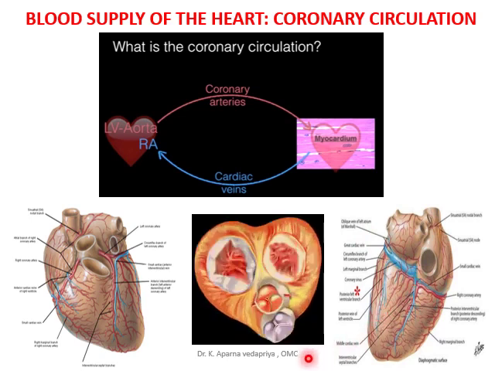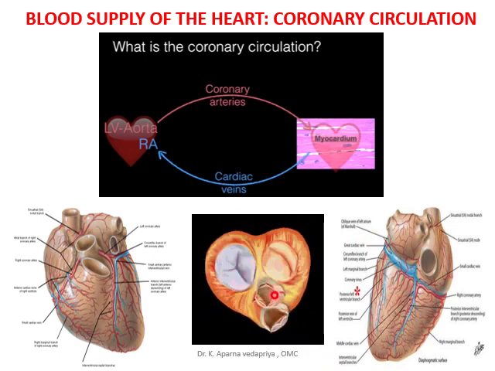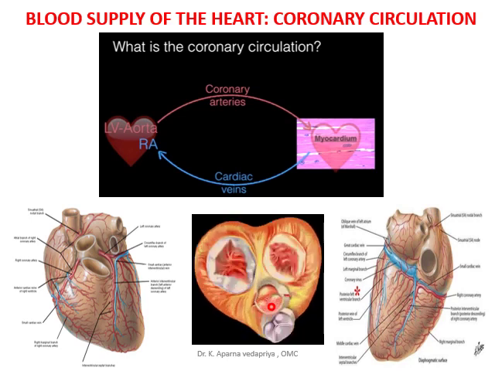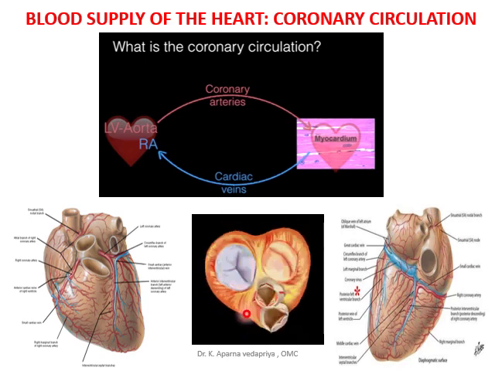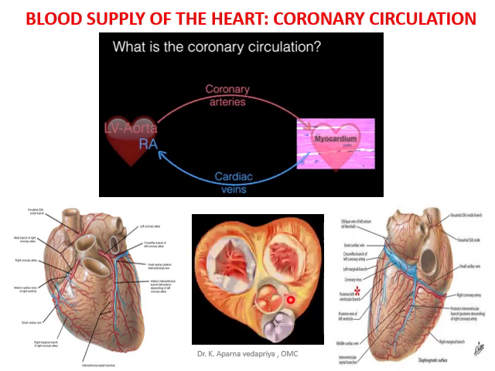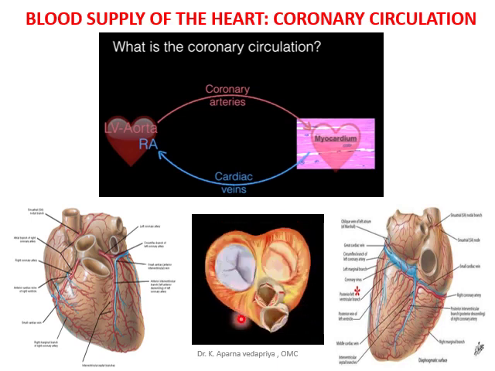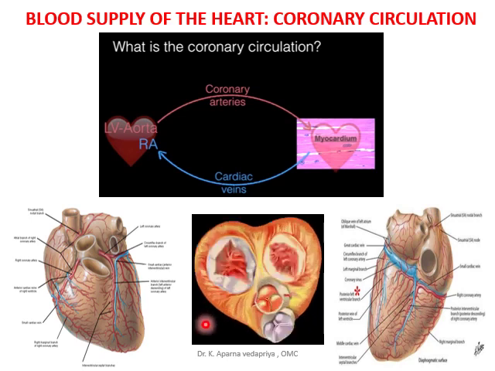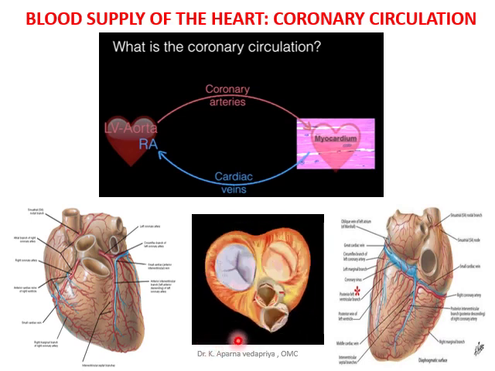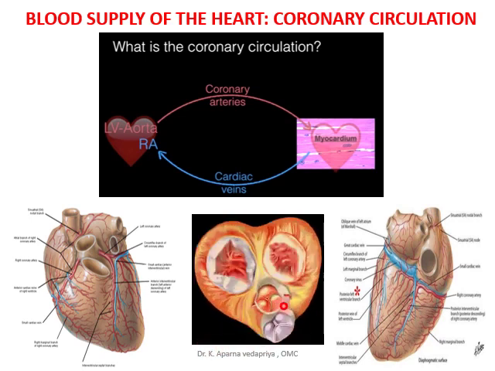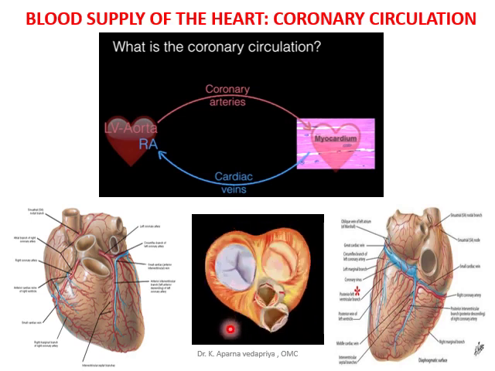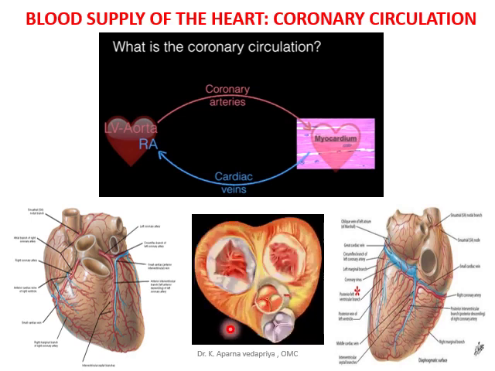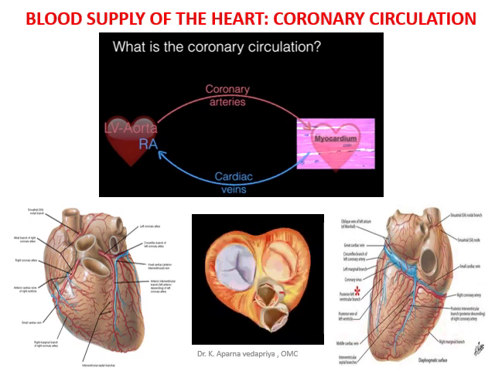The most important thing is, this is the ascending aorta, which arises from the left ventricle. These two slender red pipe-like structures are the coronary arteries, which arise from the ascending aorta. You can see here that the circulation of the coronary arteries happens during diastole. That is the characteristic feature. We'll see in detail how it happens.